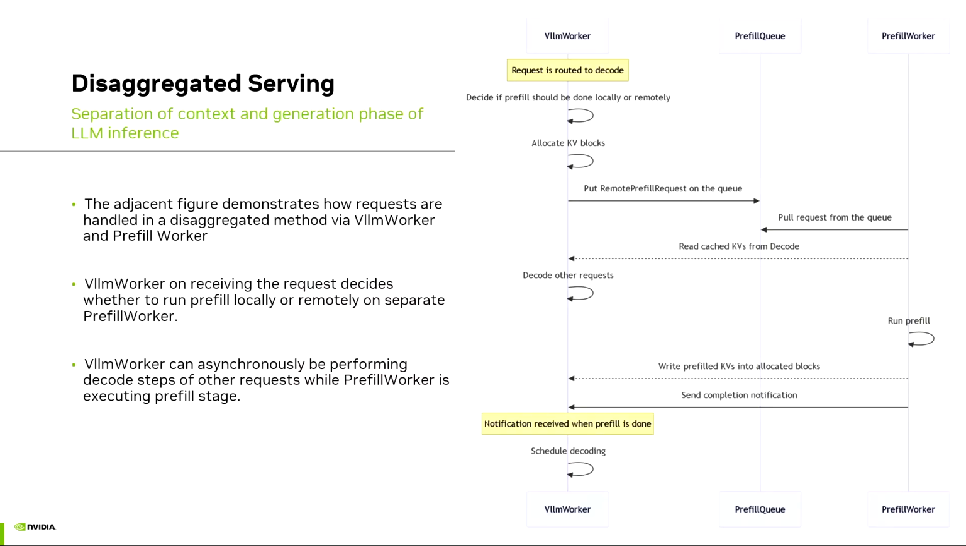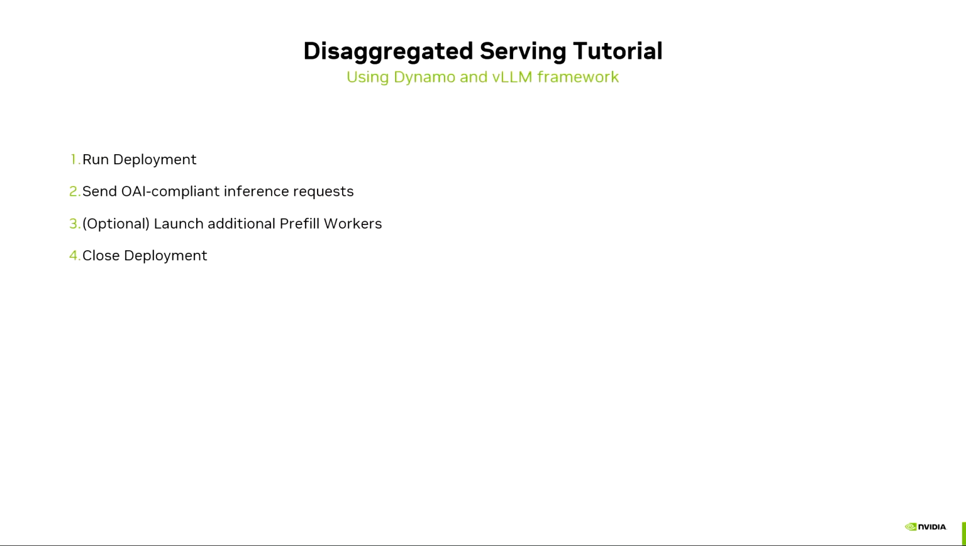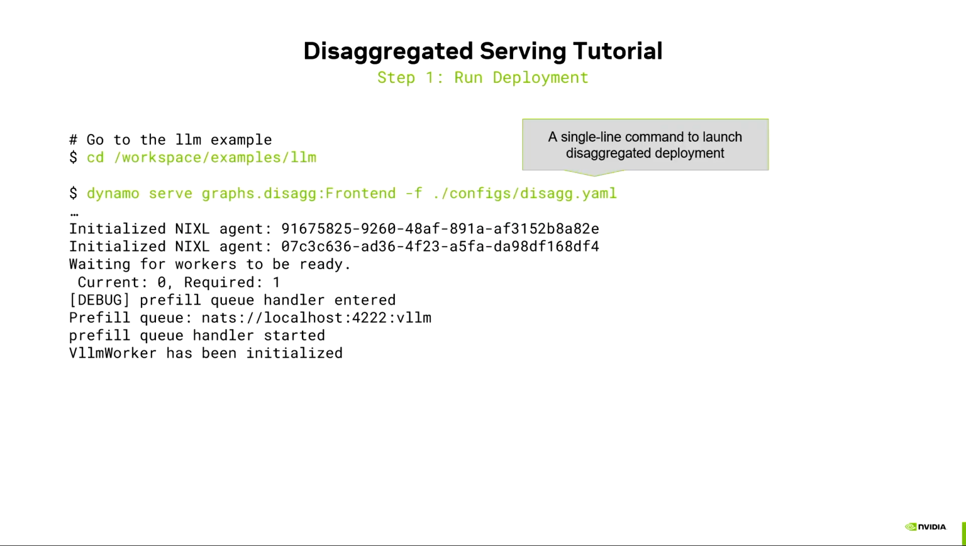So this is the conditional disaggregation which Harry was talking about, because disaggregation gives us improvements only under certain criteria, when you have a large context, a large input token length. So we will now see how to deploy this in Dynamo. We will go through certain commands, show how we can launch this deployment, send some requests and see what happens at the server. The single line command to launch disaggregated deployment is this. We just point it to a disag graph and provide it certain configurations to launch this disag graph.